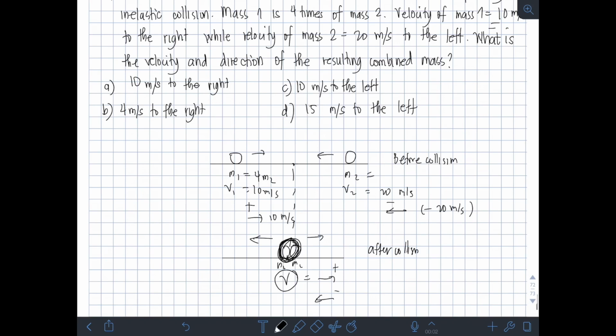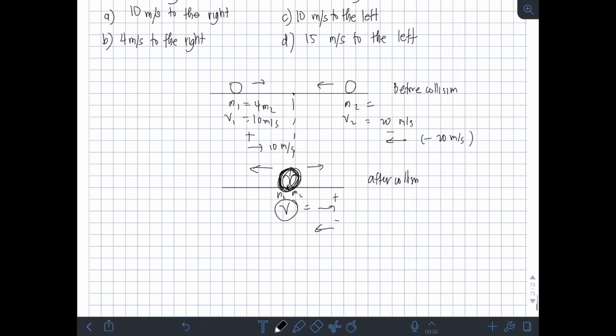Kapag negative naman, to the left. Okay? So, gagamitin natin yung law of conservation of momentum equation. That is, summation of momentum before collision equals summation of momentum after collision. So, we have, before collision, sum up natin yung momentum. So, M1 V1 plus M2 V2 is equal to, dahil magko-collide sila as a single mass, magiging M1 plus M2 times 1 single velocity na lang kasi isang body na sila, right?